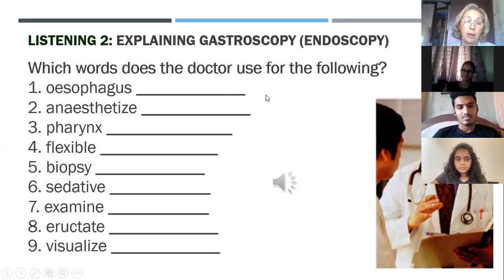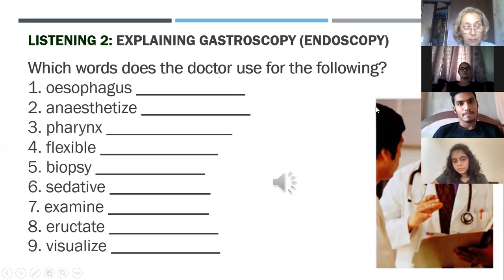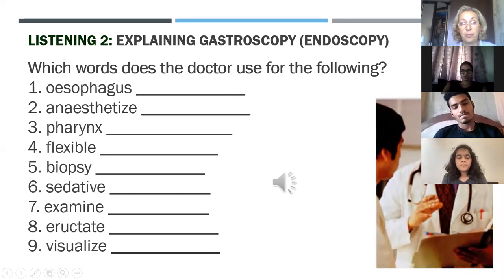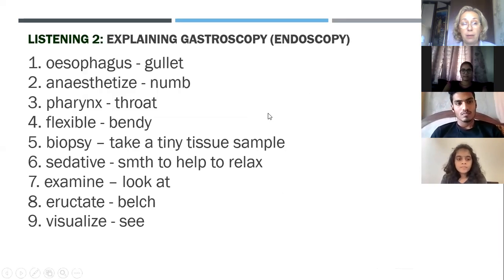So this is a good example of how to simplify the language, how to make it easier to understand, to help the patient to understand the complicated procedure. Well, yes, actually, they are given here on this slide.